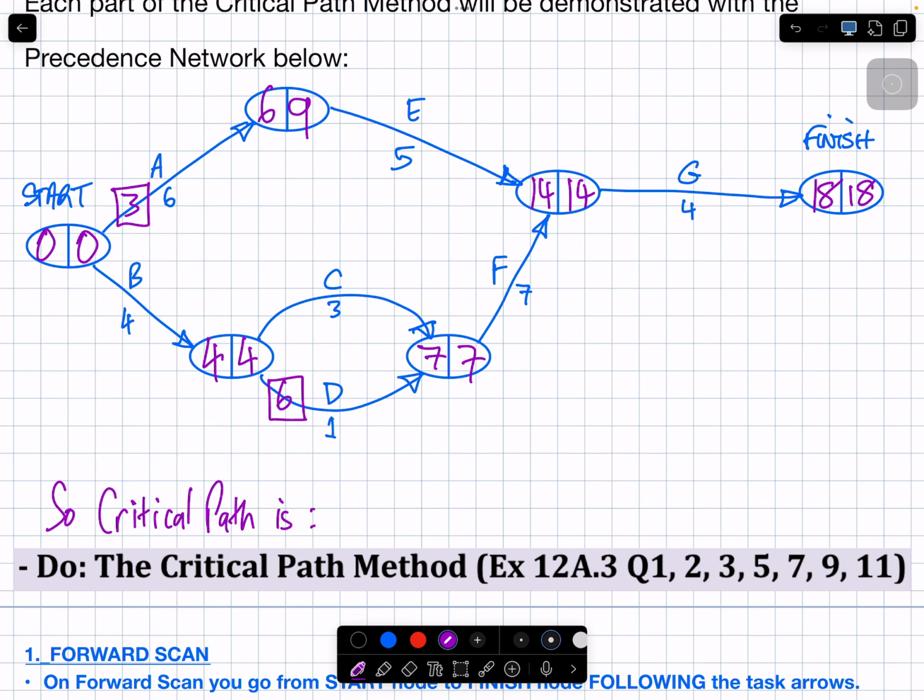Can you get that copied down, please? I'll talk about the slack times.